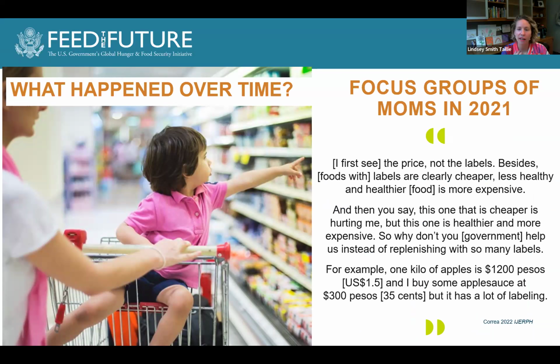And then we had COVID, and then we had global food price increases, inflation. And so we went back out in the field in 2021 and we talked to moms again. And what we heard from moms this time around was that they were still using the labels. The labels were helpful to them. They understood that they meant that products were unhealthy. But the problem now is that they still couldn't afford to buy the healthier foods.